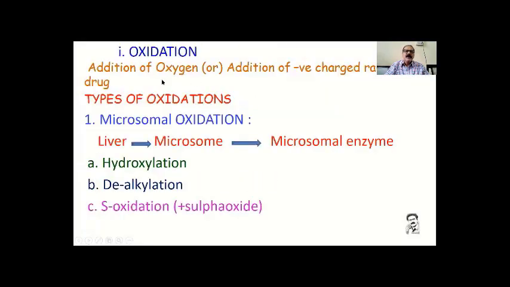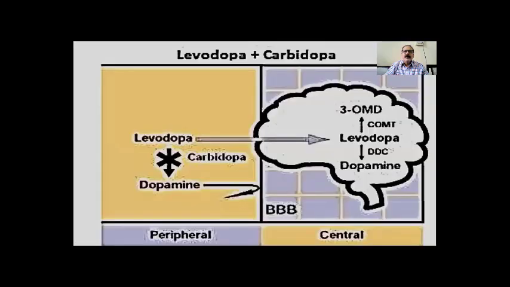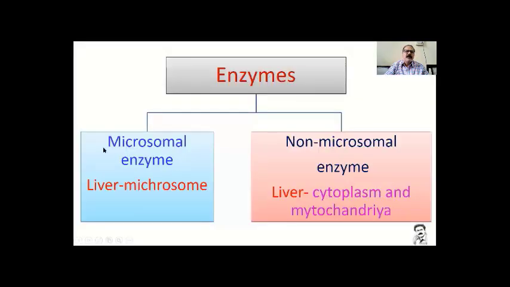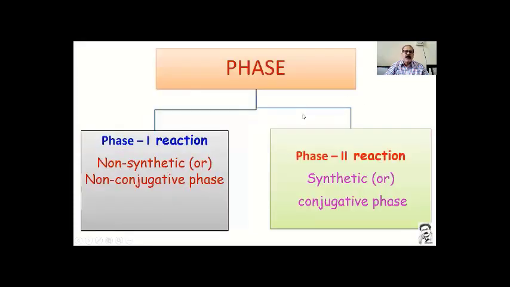First one is oxidation: addition of oxygen, or instead, the electron-carrying molecule, which has a negative charge radical, will come and add to the compound, which gives the charge to the molecule. I told you the types of oxidation in the previous slide. When it comes to enzymes, there are two types: microsomal enzymes, which are available in the microsomes in the layer, whereas non-microsomal enzymes are available in the cytoplasm and mitochondria. So these two come into the picture.